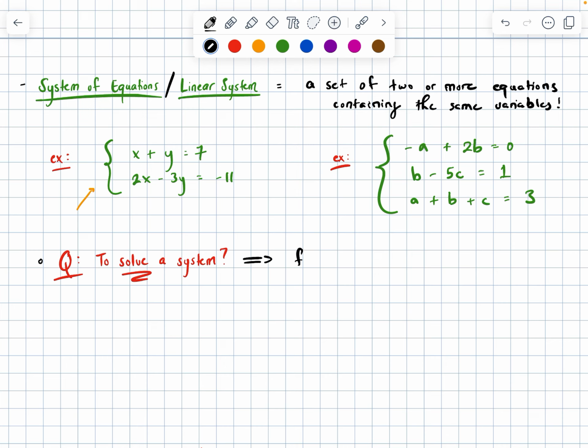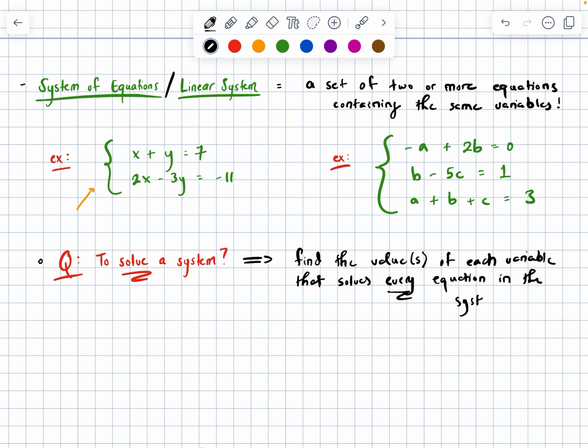So to solve a system of equations, what we're trying to do is find the value or the values, right, of each of our variables that solves not just one, but every equation in the system. So I am looking for something that makes all equations true. I want to get all of them to be true simultaneously. At later points in the unit, we will figure out methods for solving.